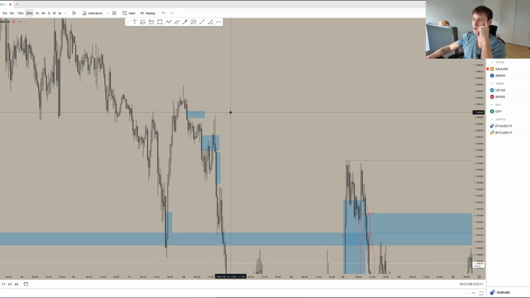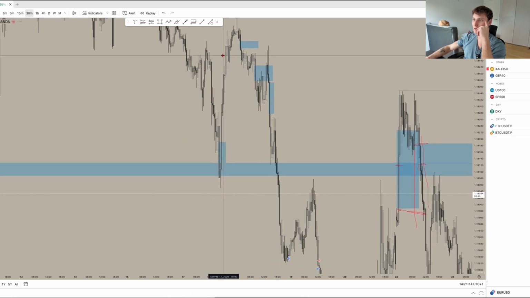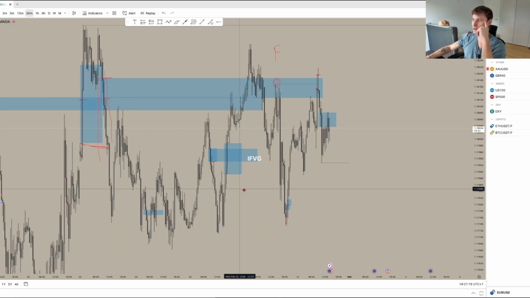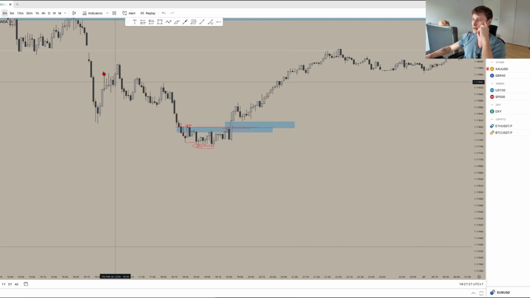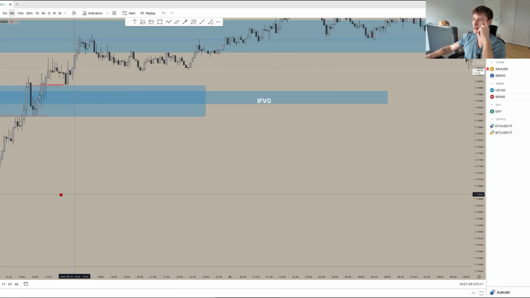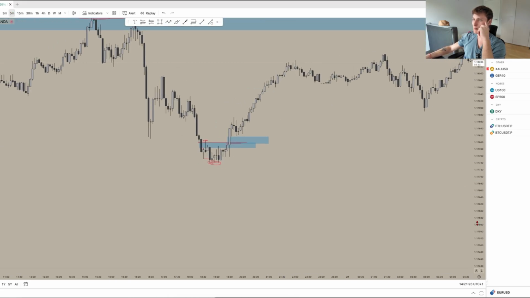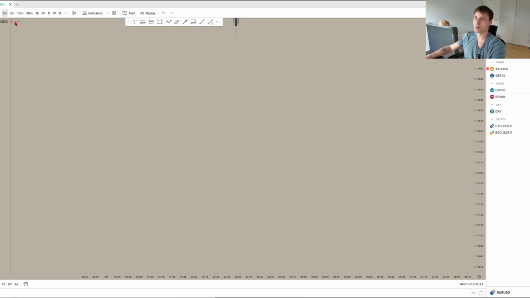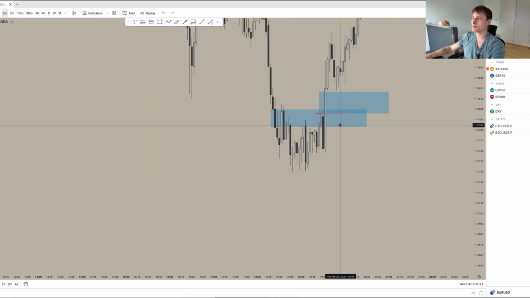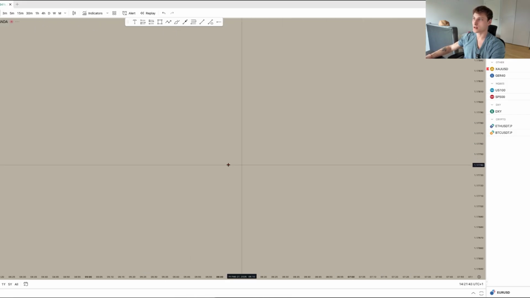Yeah. So for example, I think here is the perfect example. Okay, great. So this is the inverse fair value gap on the 5 minute time frame. We wait for the price to get through this imbalance, to break through it. And after this, we want to see some type of manipulation so we can enter the position, or a retracement.